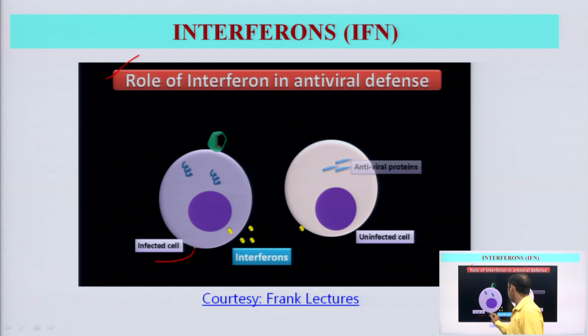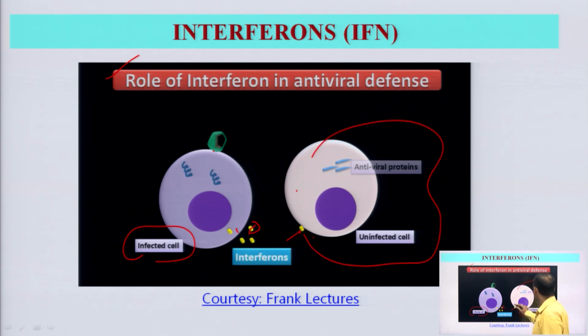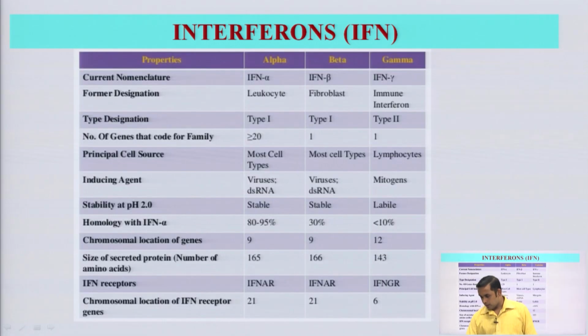Here you can see one picture of the role of interferon. This is the infected cell which a virus has invaded. It releases interferon, which informs the other cells so that they can get activated. This shows the differences between alpha, beta and gamma interferon. I will not discuss this too much because it is not part of your syllabus. I just added these differences for your future understanding. In future, if you do your masters and PhD, this graph will help you.